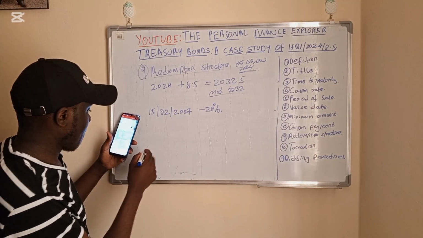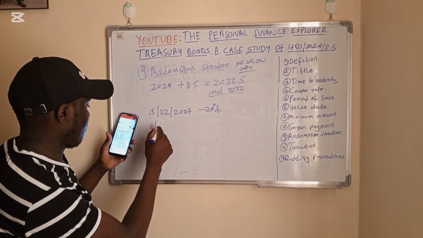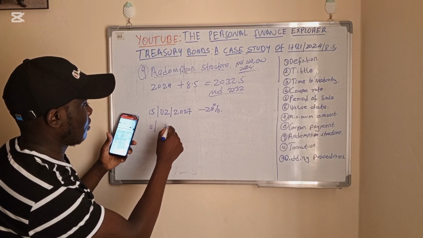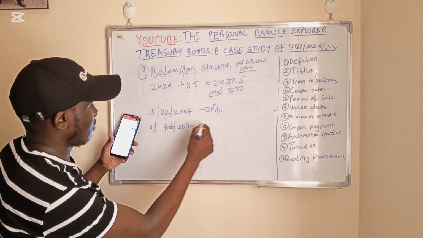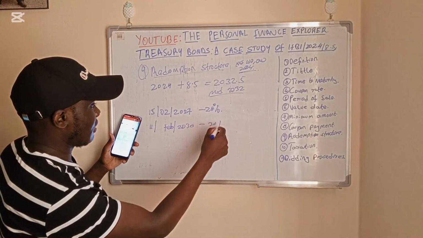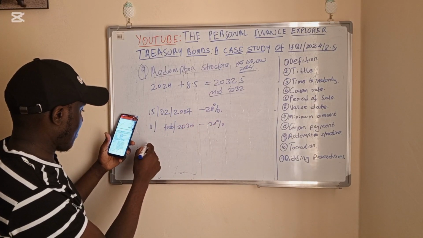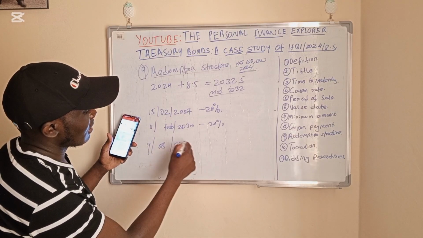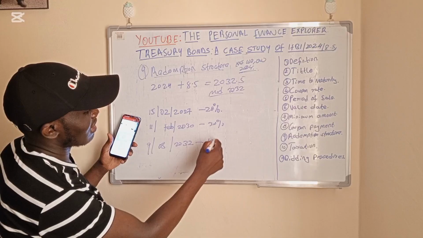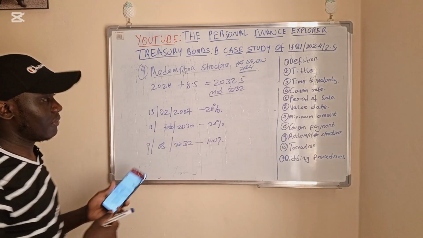The other payment will be on the 11th of February 2030. That is 30%. The other one will be in August. Now this is the final date, 2032. This is 100% of the amount.